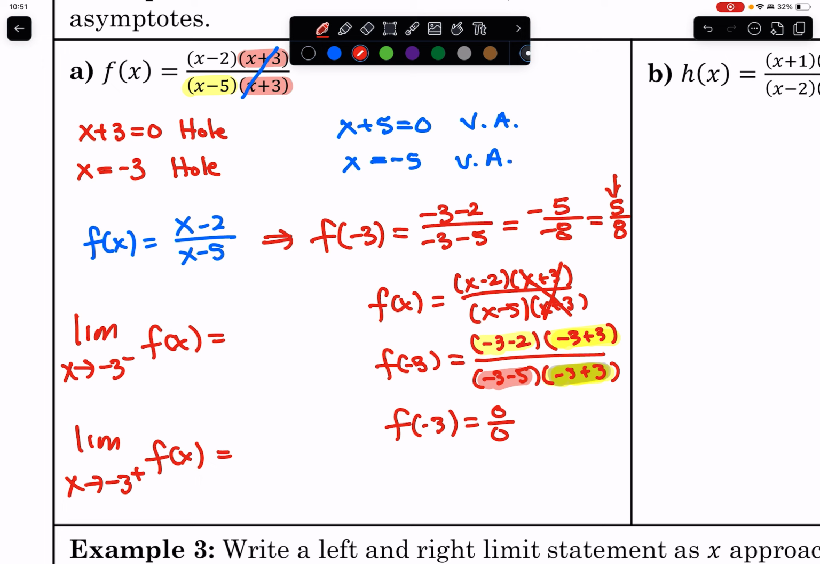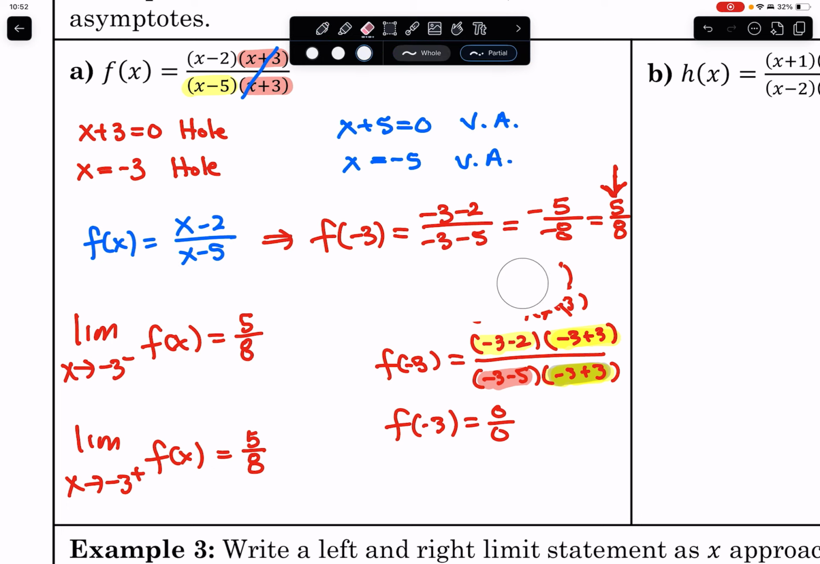So the limit behavior as x approaches this hole is going to equal the value of 5 over 8. Not over 3, I misspoke, I meant 5 over 8. So that's going to be your answer. So the behavior as x approaches a hole on a rational function is going to equal a numerical value instead of positive or negative infinity.